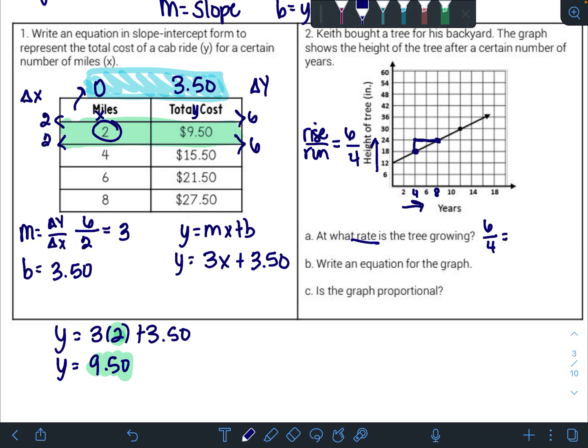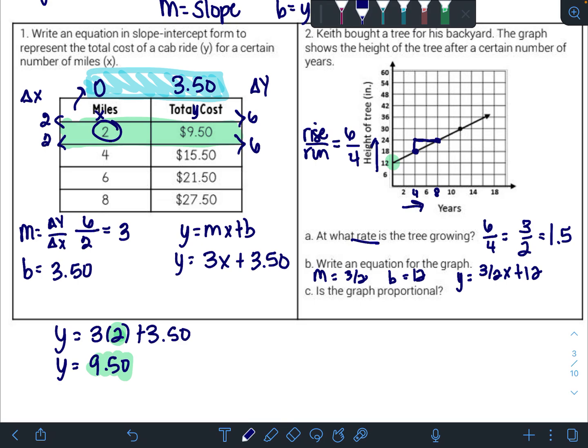And that simplifies down to 3 over 2. Sorry. So you could use 3 over 2, you could use 1.5, all the same thing. And then to be able to write my equation for my graph, I have to know my slope. So my slope is 3 over 2. My y-intercept is where it hits my y-axis right here. So my y-intercept is 12. So my equation would be y is equal to 3 over 2x plus 12.